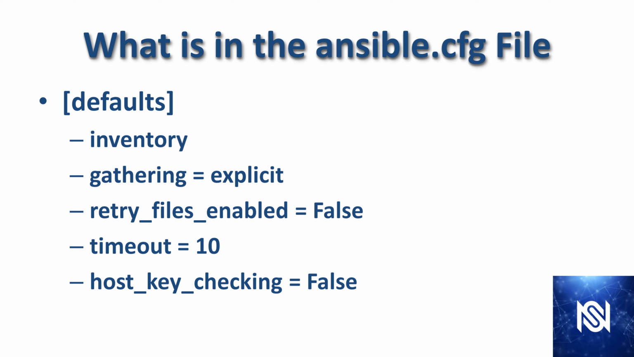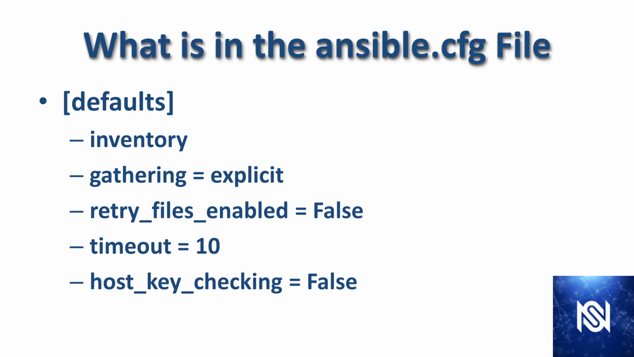So that gathering parameter basically limits the fact gathering. Because in network deployments, most of the modules are going to run on the control device itself. It's basically just going to be gathering facts about the Linux server, which is useless to us, so it's very common to turn that off. The retry files enabled means that it's going to generate a list of failed nodes when a playbook runs, and generally you don't want that.